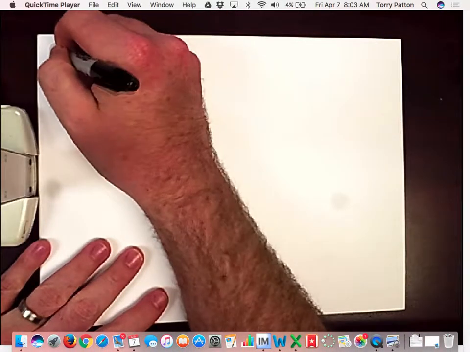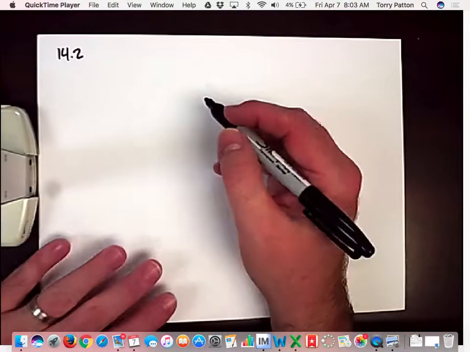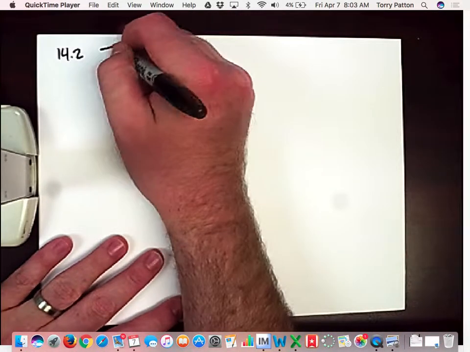So 14.2, we're still talking about trig functions. Let me get to the right page. So 14.1 was all about just graphing trig functions. And 14.2 starts the trig identities, okay? Now we've already learned one of the trig identities.